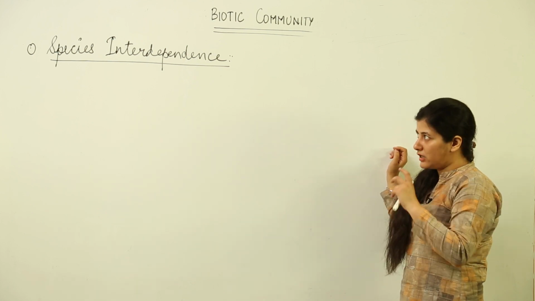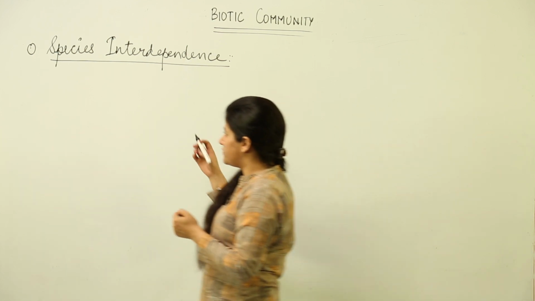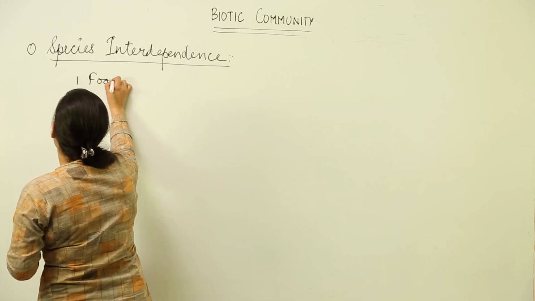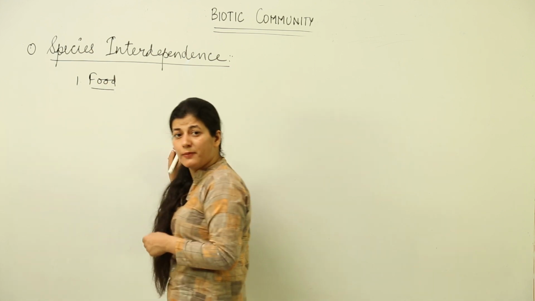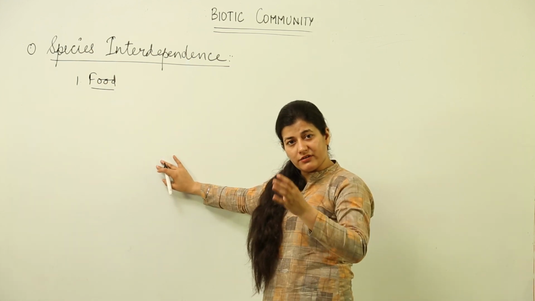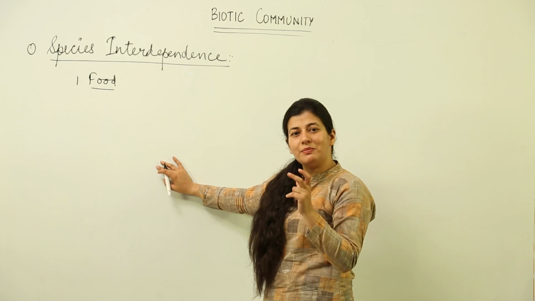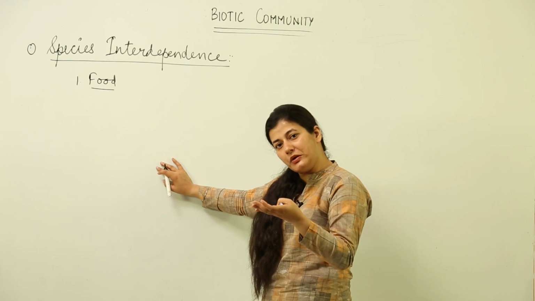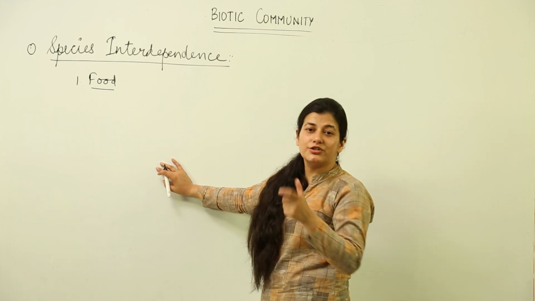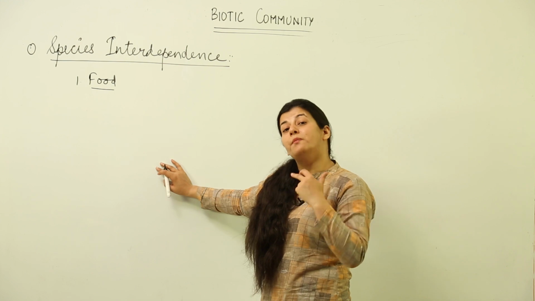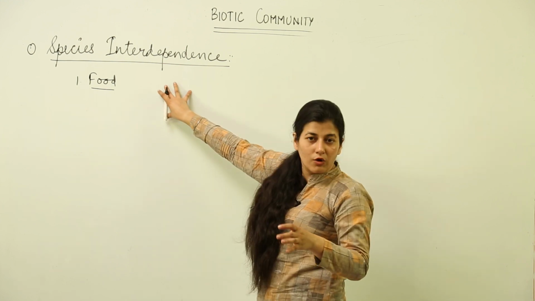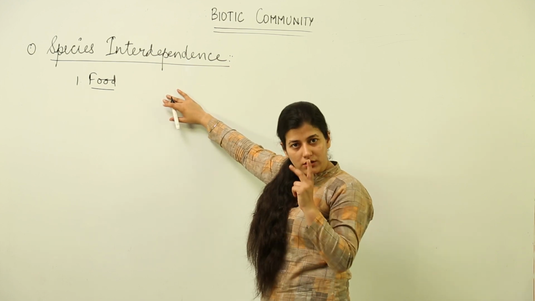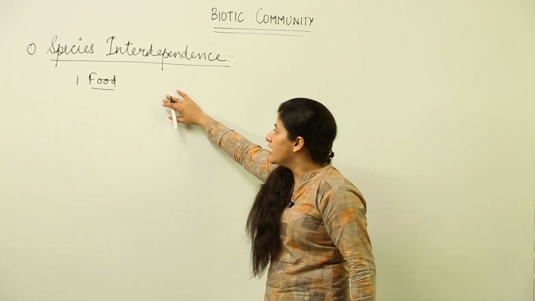Now, the first thing for which the species would be interdependent is food. You see that there are various trophic levels within the biotic community, and those trophic levels are related to each other. They are interdependent on each other, and when I say trophic levels, I am referring to certain species which belong in that level. They are interdependent on each other for obtaining food resources. So, food is one such thing for which the species are interdependent.